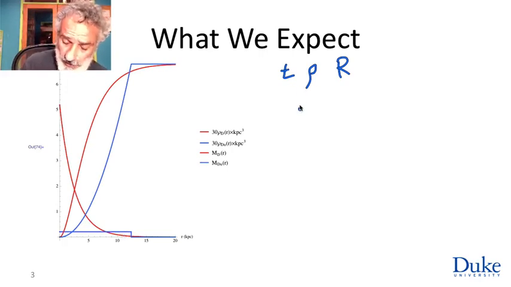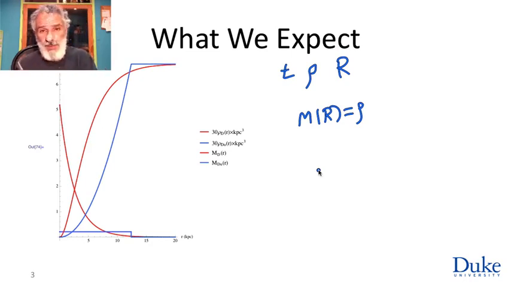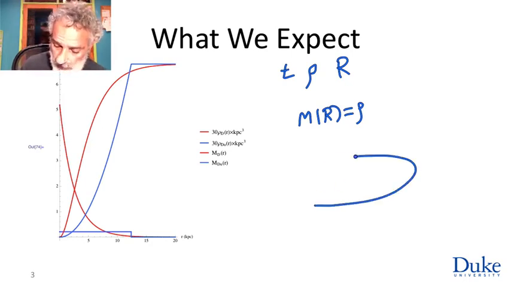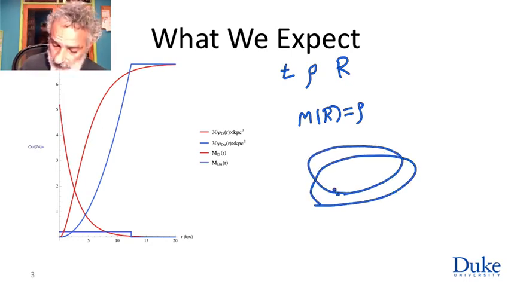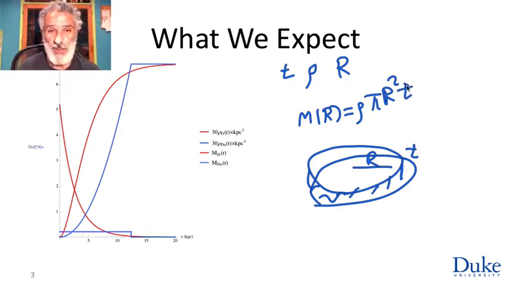So what is M of r in this case? Well, in this case, M of r is pretty easy to write. M of r is rho times the volume of all of the stars. I'm wanting the mass of all of the stars enclosed in a circle of radius r. Those stars enclosed in a circle of radius r form a cylinder. I'm great at drawing cylinders. A cylinder of radius r and height t. So its volume is pi r squared times t. And I will sometimes fall into using lowercase r for the radius because that's the way it's done in the field. So this is M of r.